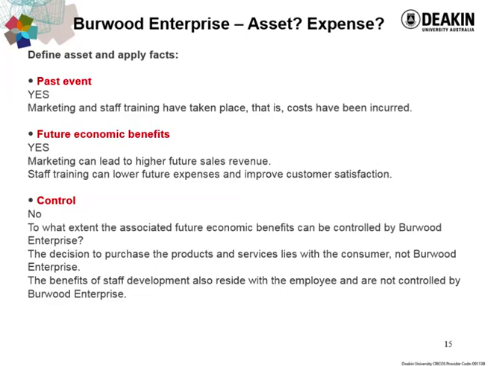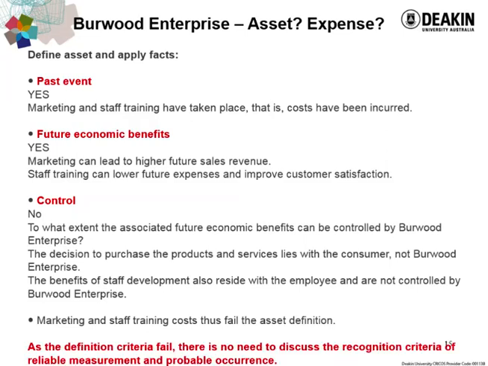However, is there any control? The answer is no here, because although there is marketing, we know that the company cannot control customers. It is up to customers whether to buy the products from the company. And although the company trains the employees, the company cannot control employees because employees may quit the job and join another company. So what is our decision here? Because marketing and staff training fail the control test, they fail the asset definition. When an element fails the definition criteria, we do not need to discuss the recognition criteria.